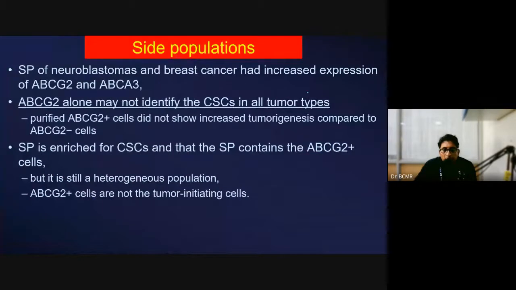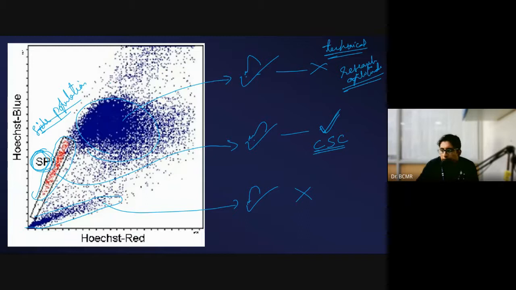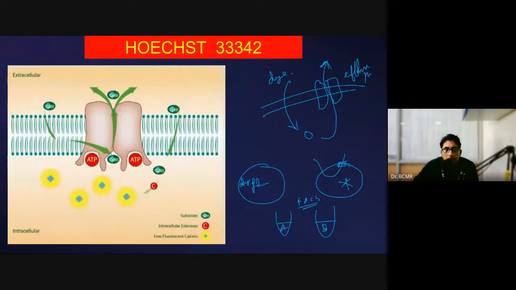I will just introduce a few things here. This is called ABCG. It is an ATP binding cassette efflux pump. ABCG, ATP binding cassette G, is one, probably two, efflux pumps. Some of the cells, especially those in the side population, have higher expression of ABCG, because of which it is effluxing the dye, so they don't get stained as much.